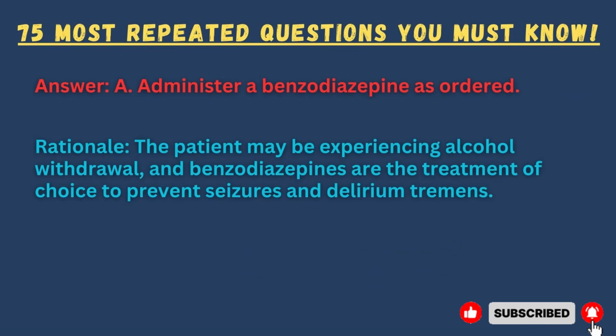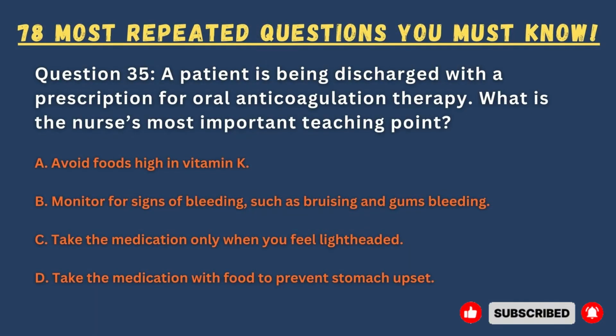Answer: A. Administer a benzodiazepine as ordered. Rationale: the patient may be experiencing alcohol withdrawal, and benzodiazepines are the treatment of choice to prevent seizures and delirium tremens.